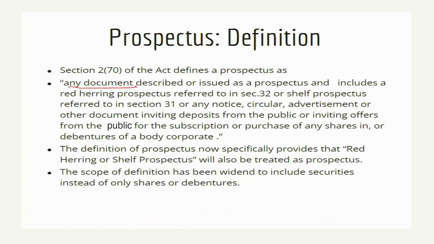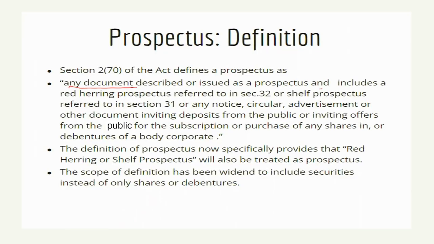not. Section 2(70) of the Companies Act 2013 defines the meaning of prospectus. The opening word of this definition is "any document", whether in the form of an actual prospectus, information, or invitation, described or issued as a prospectus, and it includes a red herring prospectus referred to in section 32 or a shelf prospectus referred to in section 31. Both types of prospectus are also included in the definition, as defined in sections 31 and 32, or any notice, circular, advertisement or any other document.